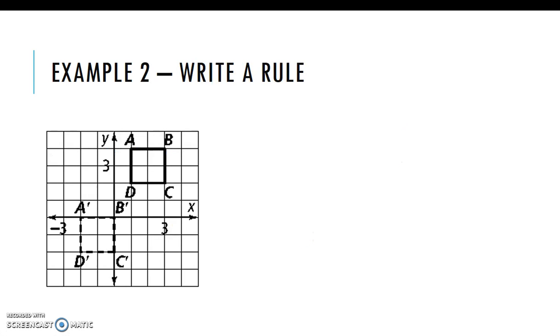Here they want me to write a rule. I have quadrilateral ABCD, and it looks like it's been translated over and down, so I need to write the rule. The rule would be: I want to take XY, and we're going to take all the X coordinates, 1, 2, 3, to the left 3, and go down 1, 2, 3, 4. So the rule is we're going to map XY to X minus 3 and Y minus 4.